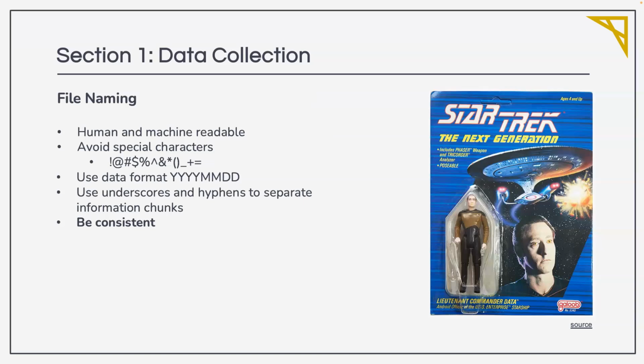Special characters, coding languages do not play well with those. They don't play well with other date formats. They might play around with how they're organized. Spaces, they don't like those either. So underscores and hyphens are used to separate information chunks.